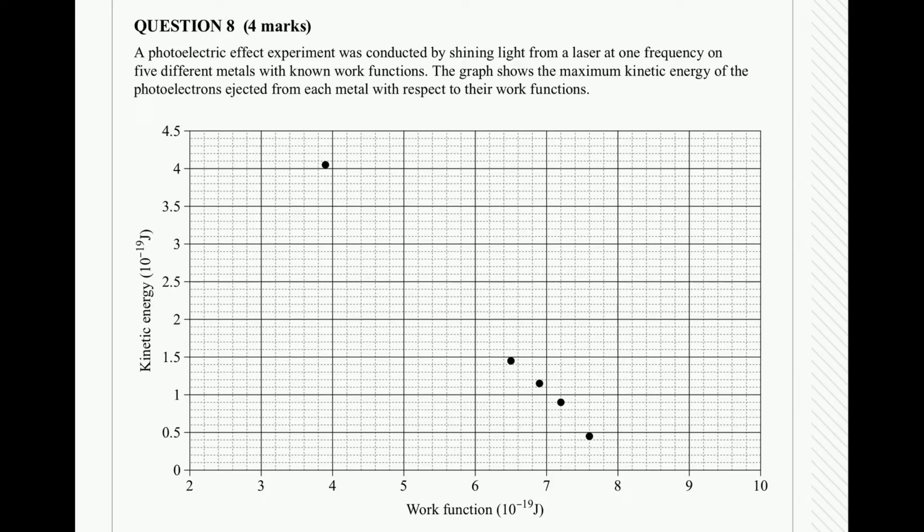All right, so question 8. Looks like we've got another graph question similar to question 7. A photoelectric effect experiment was conducted by shining light from a laser at one frequency, so it's a constant frequency, at 5 different metals with known work functions. The graph shows the maximum kinetic energy of the photoelectrons ejected from each metal with respect to their work functions. So just to add a little more context, there are 5 different metals, so that would be metal 1, metal 2, metal 3, and so forth.